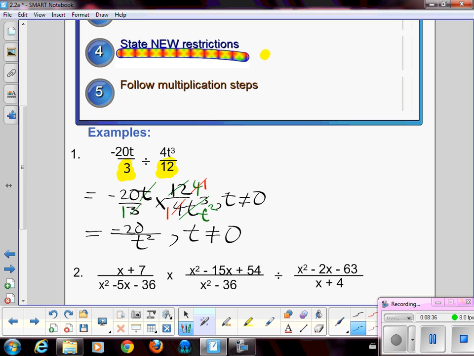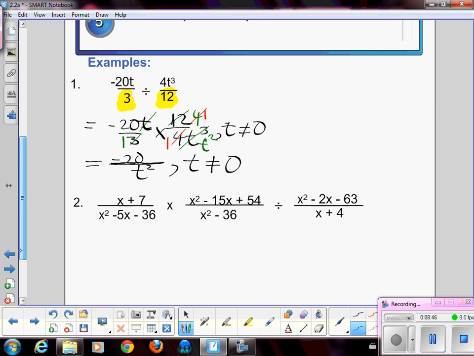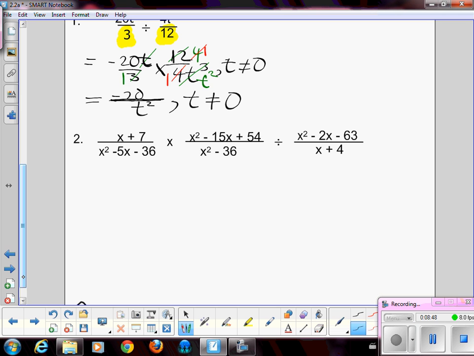So after I multiply, if I still notice that there's a factor between the numerator and denominator, I can actually cancel that out at that time as well. Okay, I believe this is our last question. Okay, what's different about this? It's longer. There's multiplying and there's dividing going on. So the same thing applies.